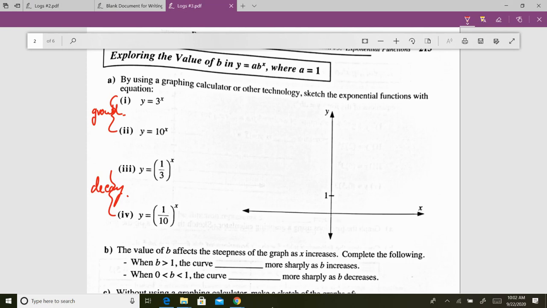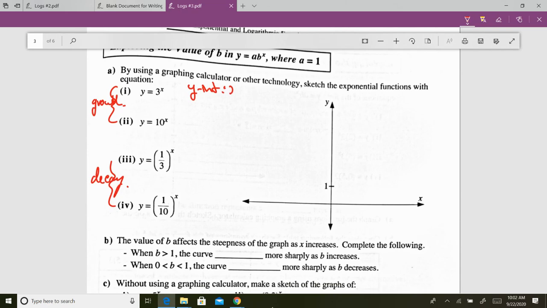And we should do this. Y-intercept. How do you find the y-intercept of anything? What is the value of x? 0. If I put 0 into either one of these graphs, well, to all these graphs, what do I get? 1, because they're all some number to the power of 0, which is always 1. So it's 1, 1, 1, 1. So they all go through this point.